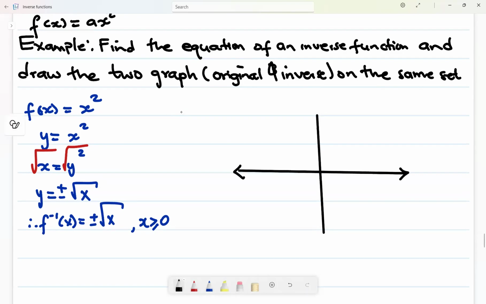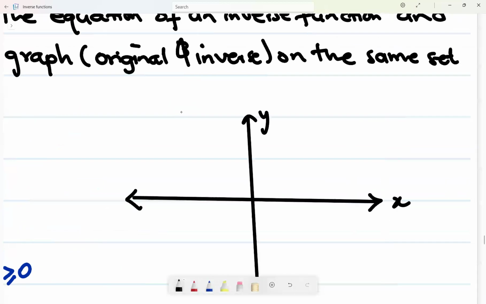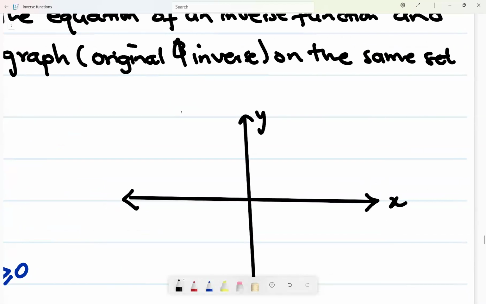Now remember, what is the graph of x squared? The graph of x squared is going to be just like this. More or less something like that. I want precision. Okay, it's fine. Like that. This is the graph of x squared, right?